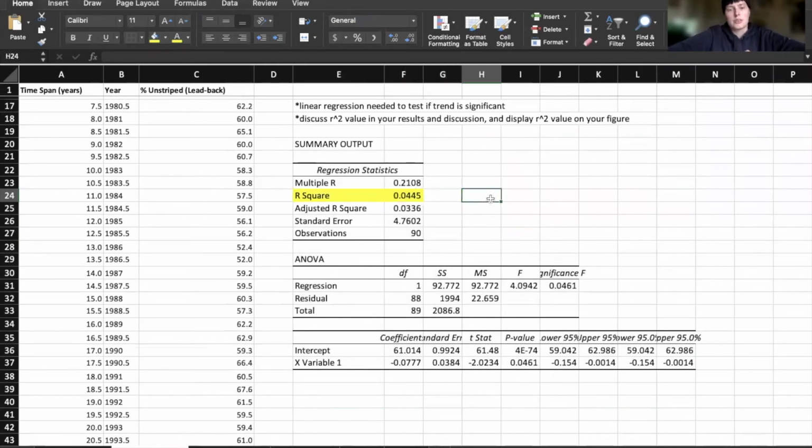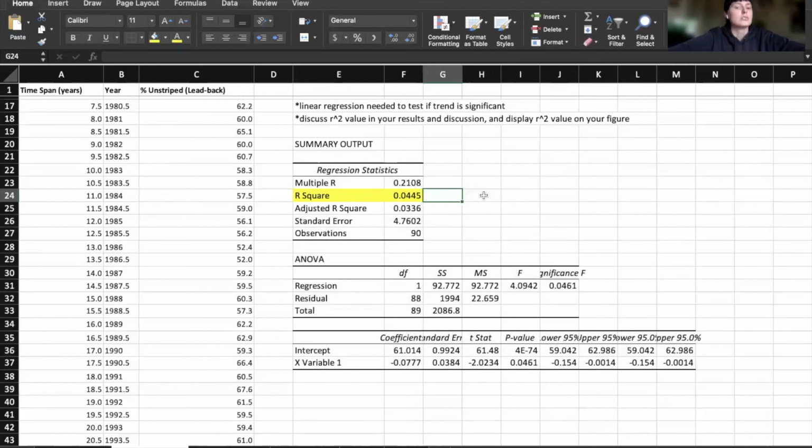So this is the R-square value, and it is pretty small. If there was a positive trend, it would be positive, and that means it's increasing. The percent lead back is increasing. If it was negative, percent lead back would be decreasing. If it's closer to 1, it is strong, and if it's closer to 0, it is a weak correlation. And then you have flexibility in between.